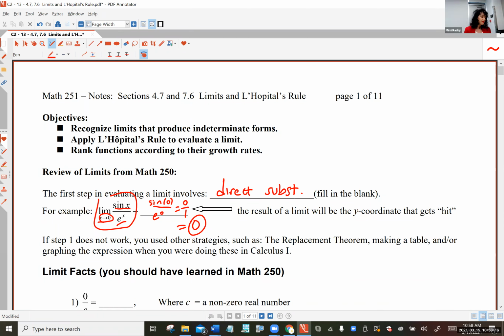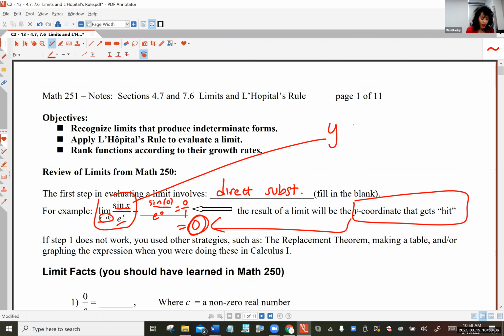Now, if you get some weird thing that isn't an actual finite value, then you need to worry. But if you do get a value that's legit, and 0 is a perfectly legitimate limit, this is the same as the y coordinate that gets hit. What do I mean? Well, if you graphed y equals sine of x divided by e to the x, and you looked at the graph when x is 0, the y coordinate at that moment would be 0 also. So the point (0, 0) is on the graph.